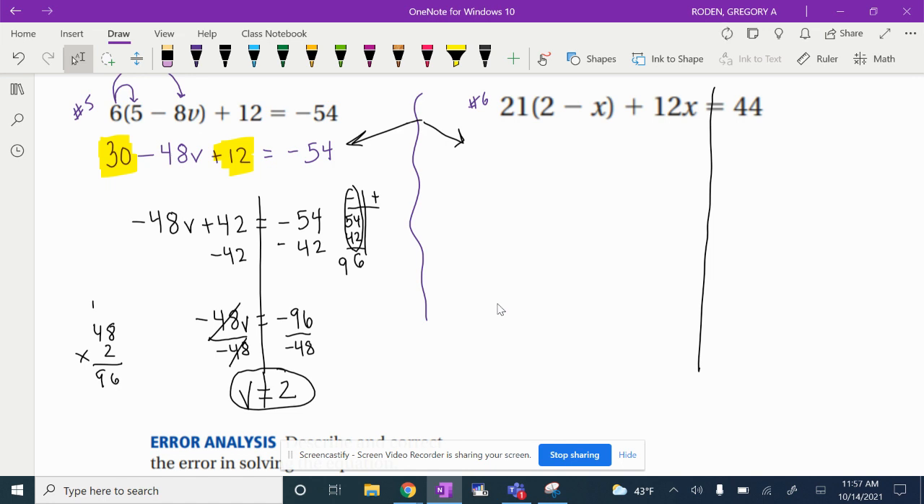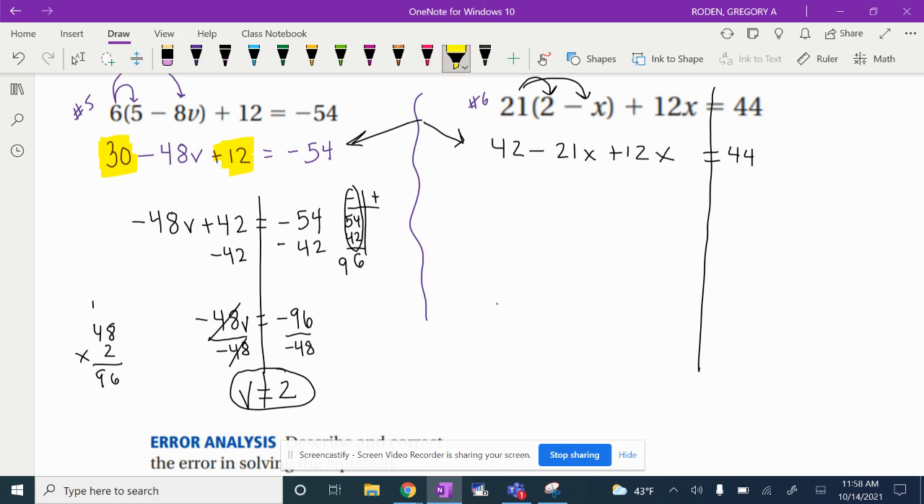Okay, so let's give it a try right here. We're going to take this 21 and distribute it through that set of parentheses so we can get rid of those parentheses. When we do that, 21 times 2 is 42, minus 21 times x is 21x, plus we have the 12x, and that's still equal to 44.